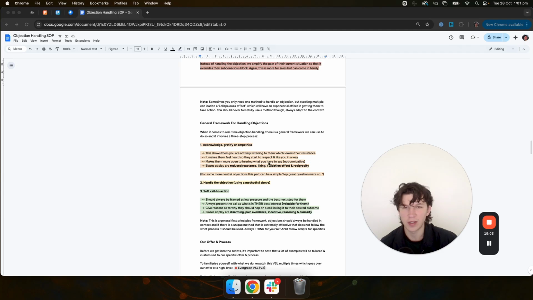So the first thing is acknowledge, gratify, or empathize. This shows them that you're actively listening to them, which lowers resistance and makes them feel heard, so they start to respect and like you more, and are more open to hearing what you have to say, not combative. Biases at play: reduce reactance, liking, validation effect, and reciprocity. Guys, this is all psychology. At first principle, it might sound woo-woo, but it's not that complicated. It really is simple: psychology and how people's minds function, and the irrational biases that they have.